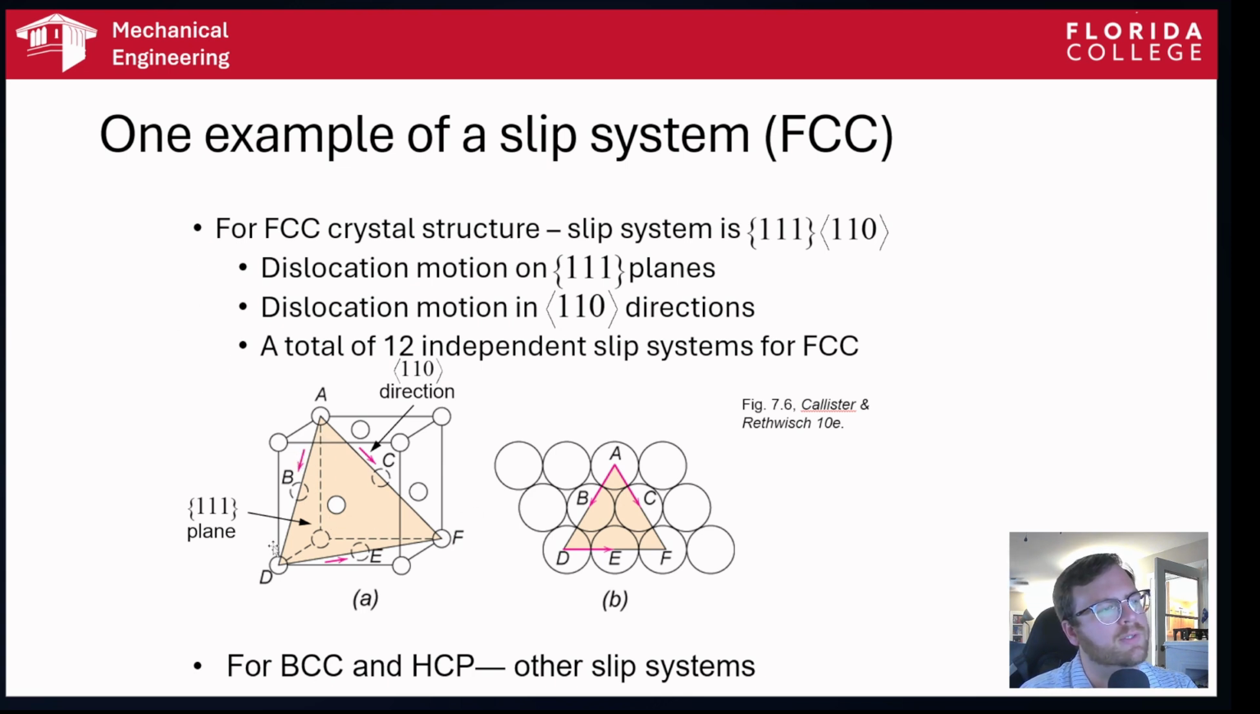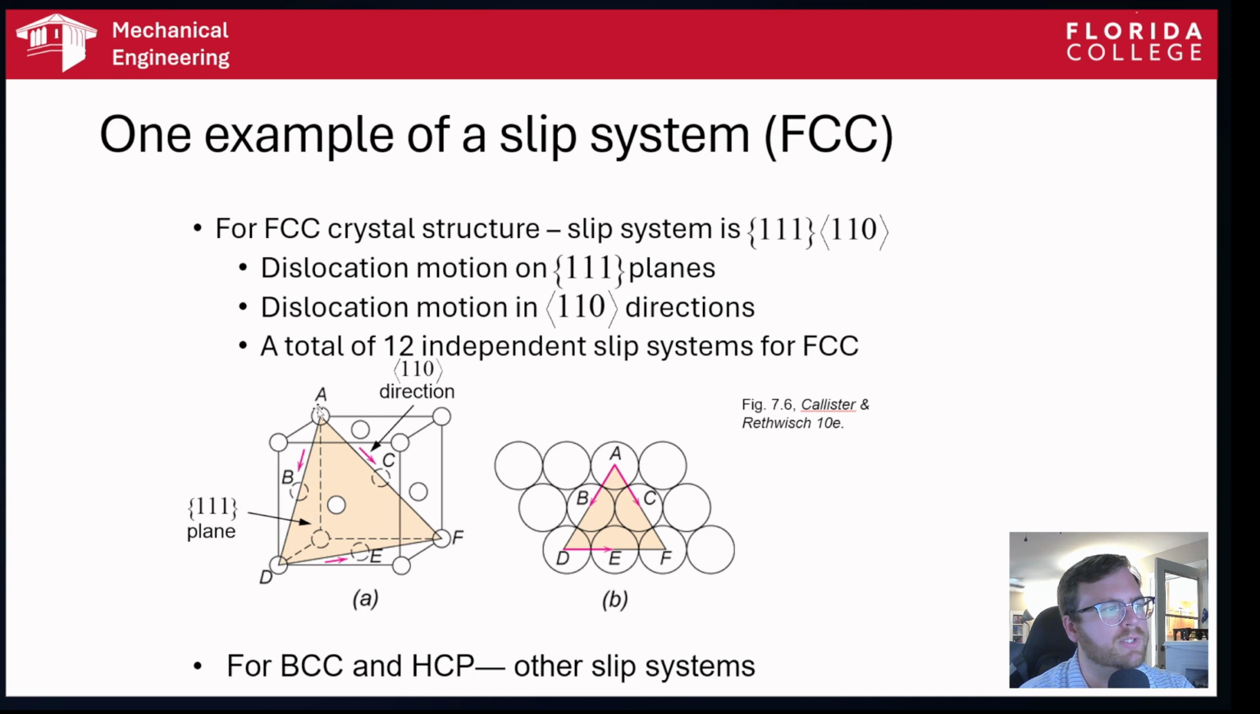You'll notice, though, that there are multiple pink arrows here because they could slip in any of these directions. So you might have slip occurring in any of these based on how that shear stress is applied to the system. For the FCC unit cell, we have a total of 12 independent slip systems that are possible. You could slip along the top plane or the bottom plane, look at the planar density there, or you could slip along this diagonal plane, the 111 plane, for example.